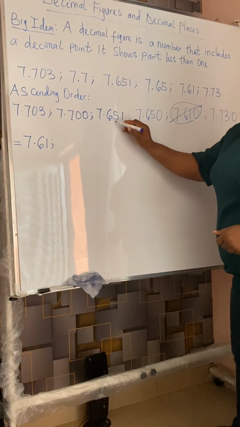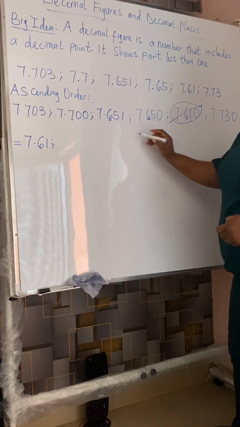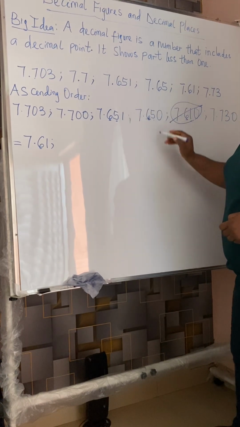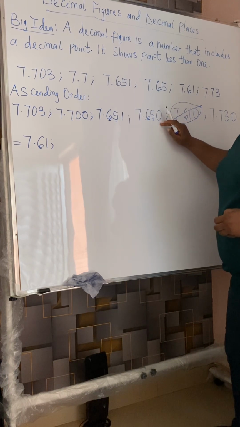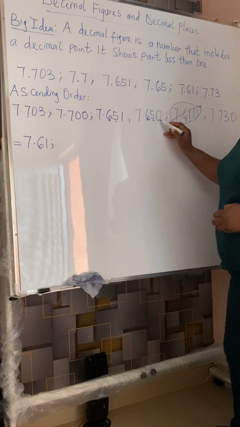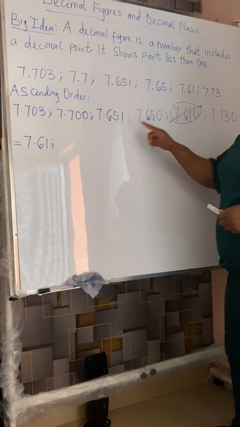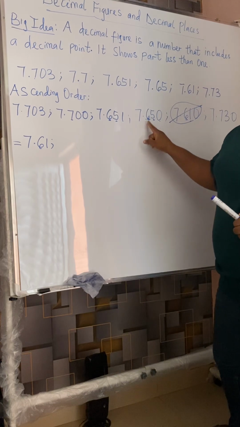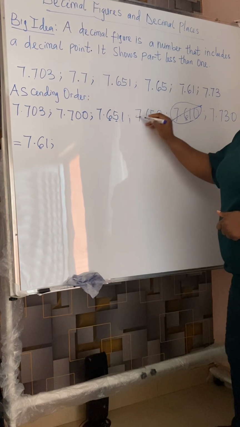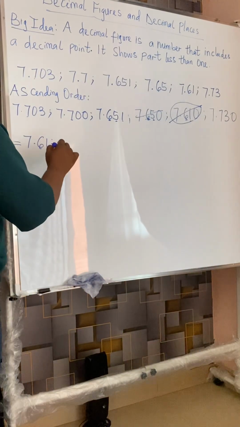So this is 6 for the 10th, 5 for the 100th, 5 for the 100th. Now, look at the 1000th. This is 1 for the 1000th and 0 for the 1000th. Of course, 0 is smaller than 1. All right, so that means the next is this. Good.